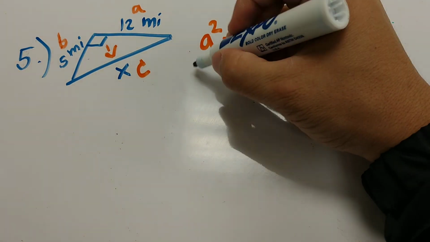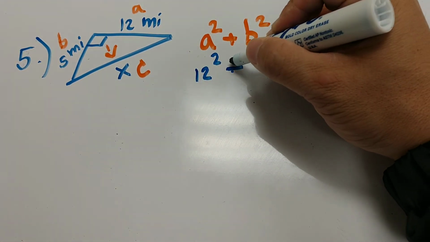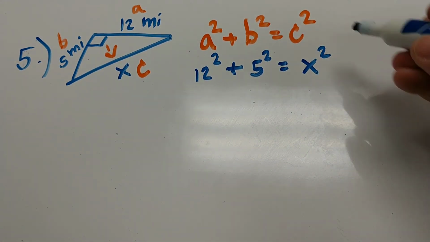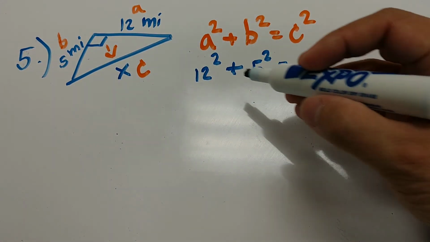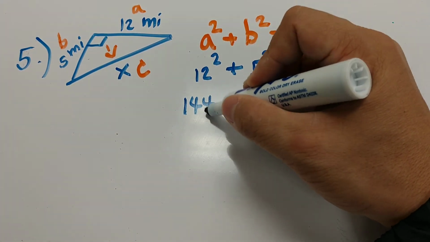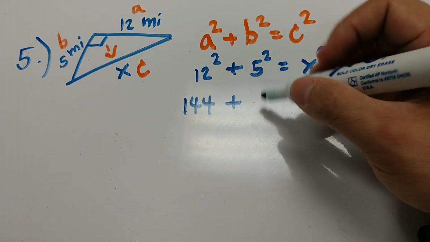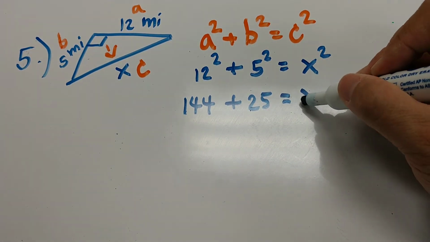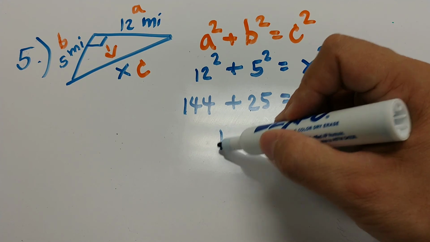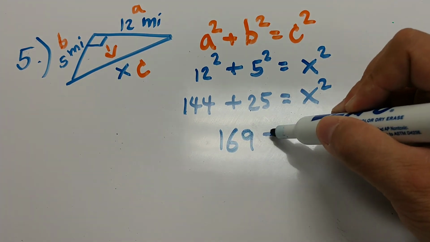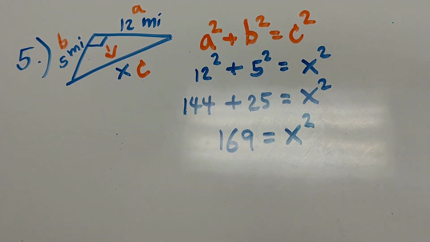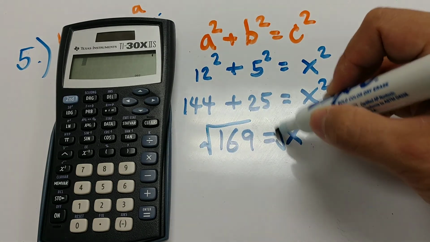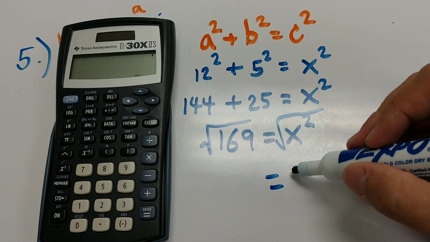So in this case it will be 12 squared plus 5 squared equal to x squared. So we're solving for actual length c right here. 12 squared is 144 because 12 times 12. 5 squared is 25, equal to x squared. And then right here, add these up. This is going to give you 169 equal to x squared. Now, what we're going to do is square root both sides. And then square root of x squared is going to give us x.